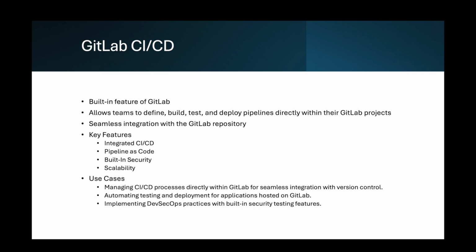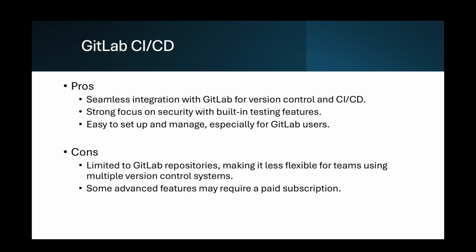An example: you can take a .gitlab-ci.yml file, which can define a pipeline that automatically builds a Docker image, runs tests, and deploys the application to a Kubernetes cluster after each commit. Pros include seamless integration with GitLab for version control and CI/CD, a strong focus on security with built-in testing features, and it's easy to set up and manage, especially for GitLab users. Cons include that it's limited to GitLab repositories, making it less flexible for teams using multiple version control systems. Some advanced features may require a paid subscription.